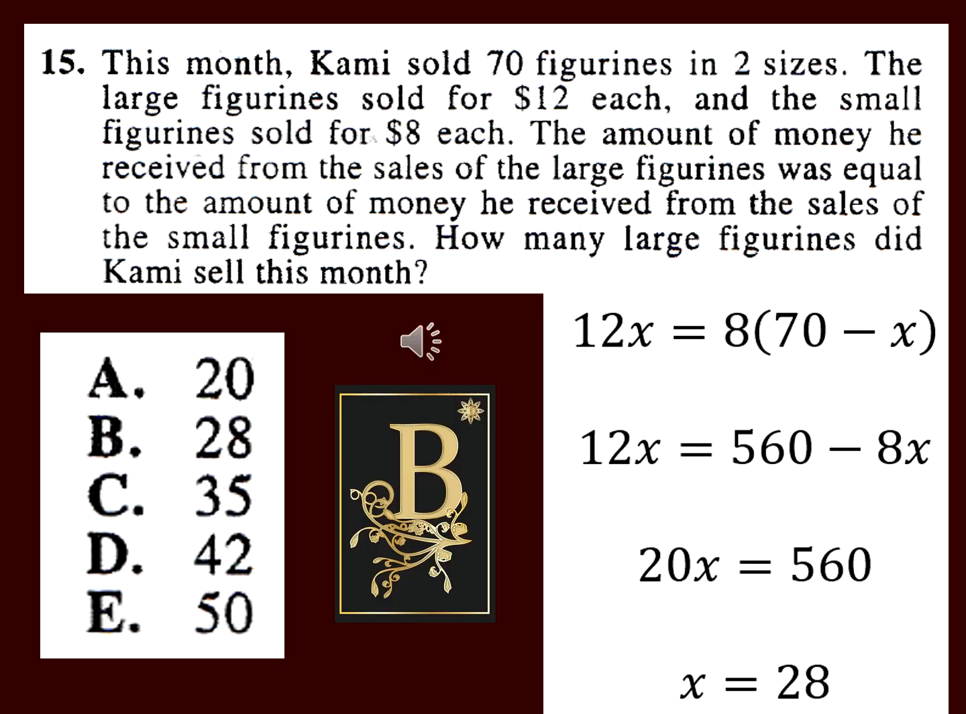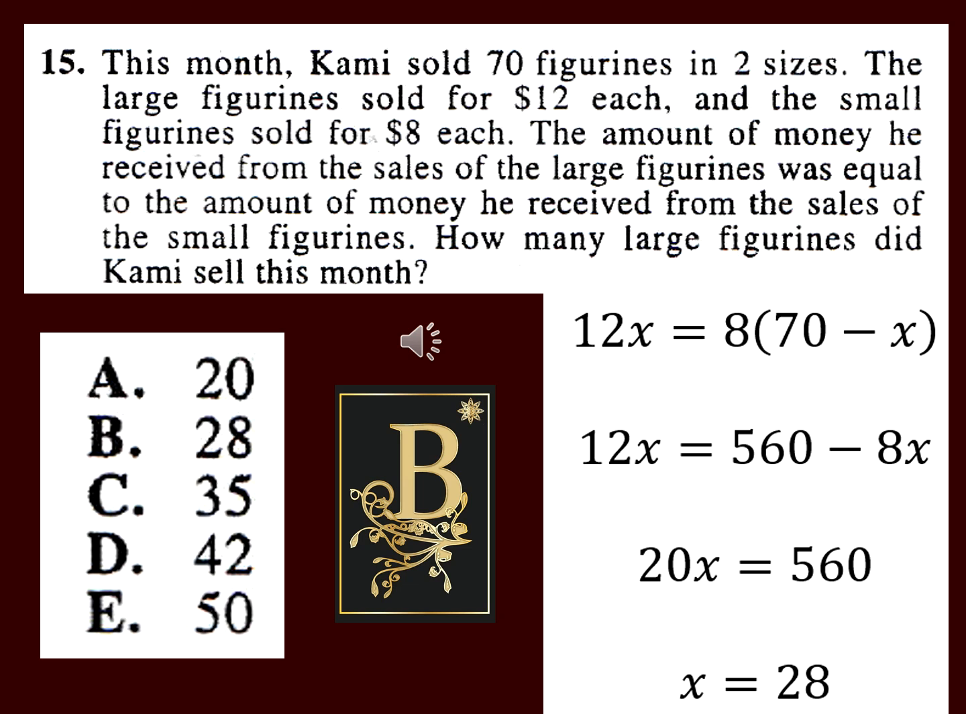So this amounts to solving an equation. The money he got from the large ones equals the money he got from the small ones. And all I did is I took $12 times however many large ones he sold equals $8 times, and I figured out the number of small ones he sold must be 70 minus X, because there's a total of 70 and he sold X big ones.